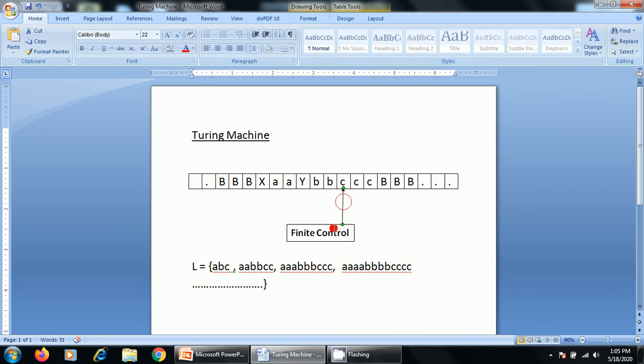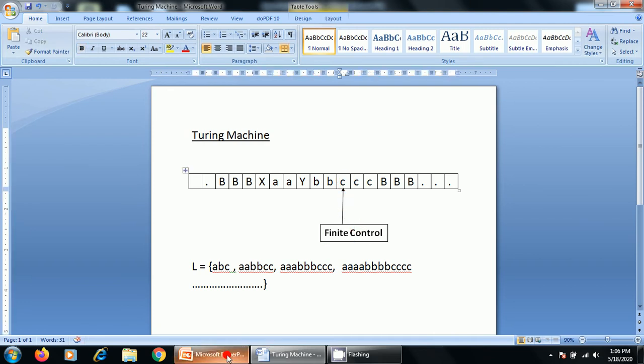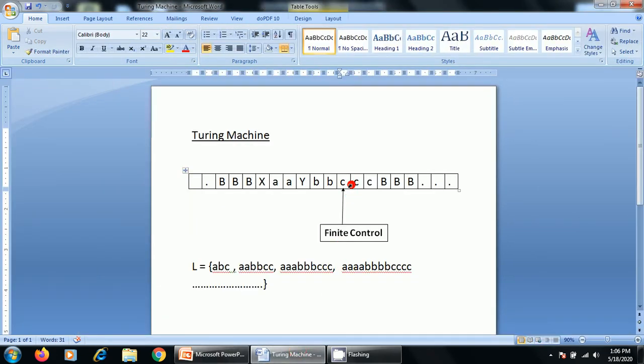Now see, this is B. First B. Now we are searching for the first B. If there is a B, make it Y and move left.